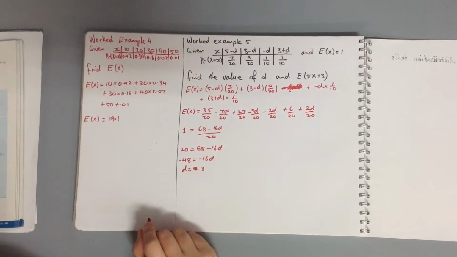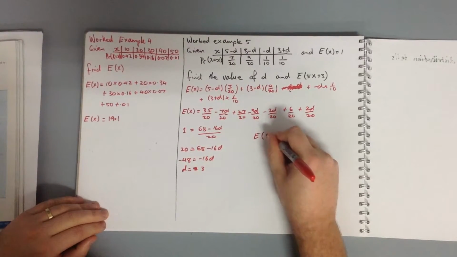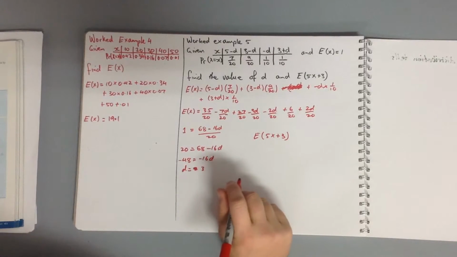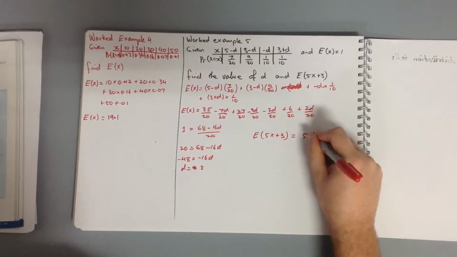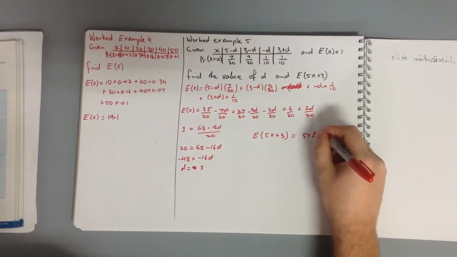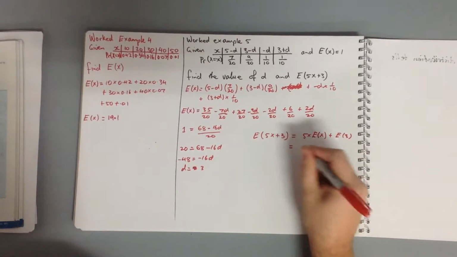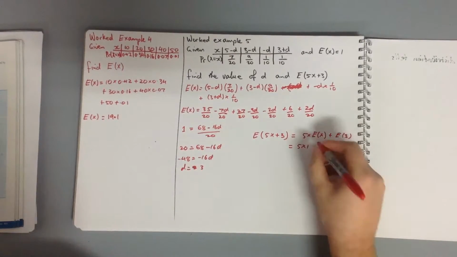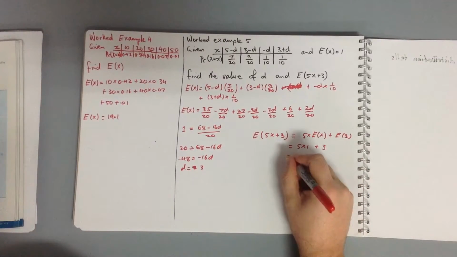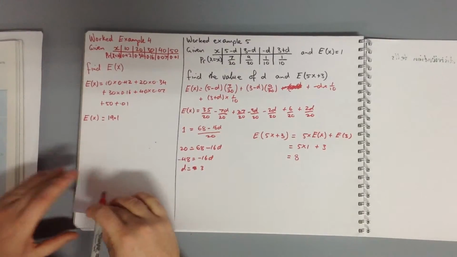Now we want to find the expected value of 5x plus 3. That's really the same as 5 times E of x plus E of 3. Our expected value of x is equal to 1, so that's 5 times 1. Our expected value of a constant is just the constant, so it's going to equal 8. That's all we need to do for that one. We'll keep moving on.